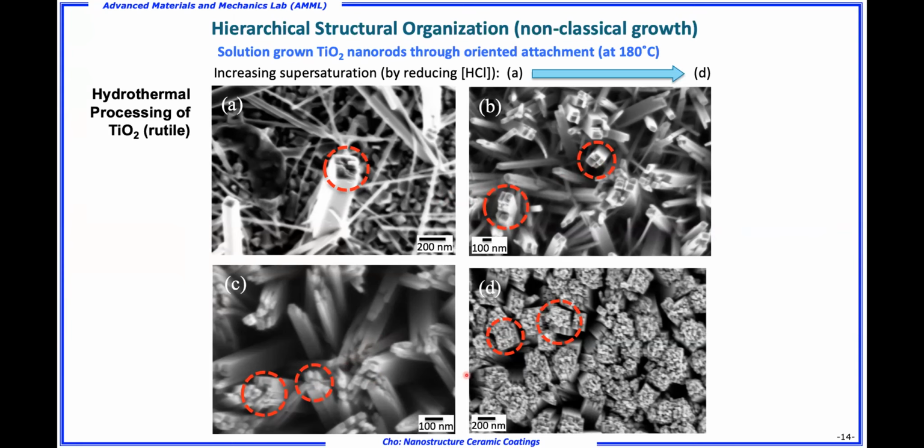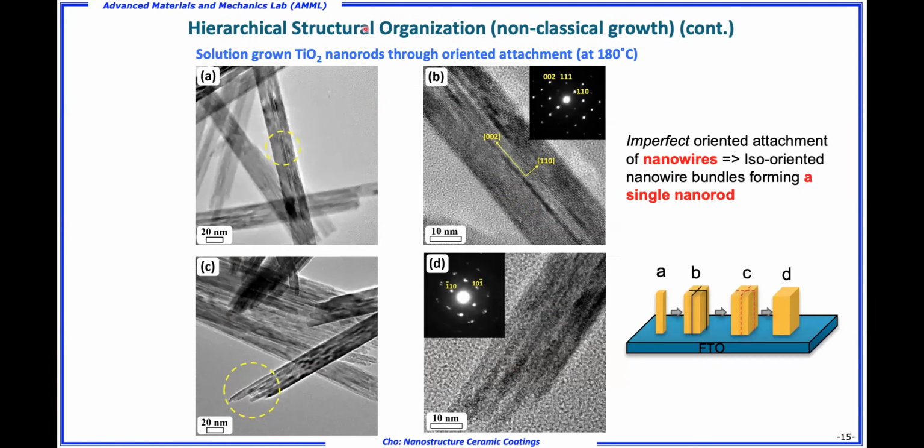And then having a large enough supersaturation, you see lots of nanowires bundled together to form the nanorod. Here is only the top-down view, but if you look from the side view, you can see very well vertically aligned nanorod forms. Inside of the nanorod, you can see some nanowire packing, but they're actually pretty well packed. So in order to see the inside structure of this nanorod, we use a transmission electron microscope.